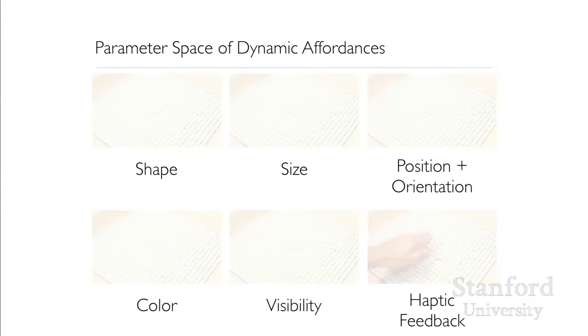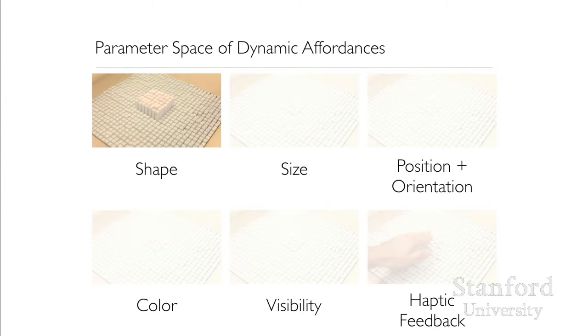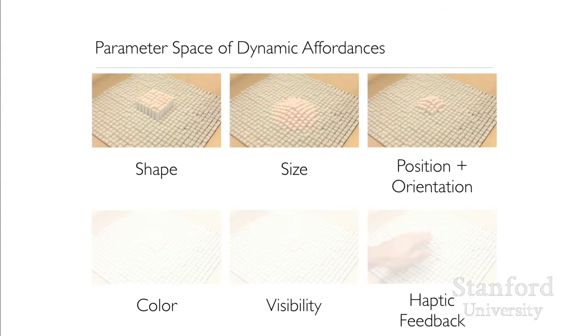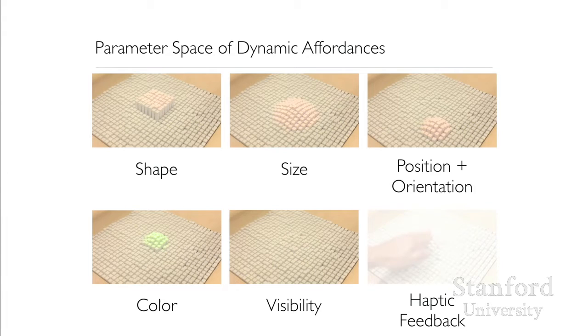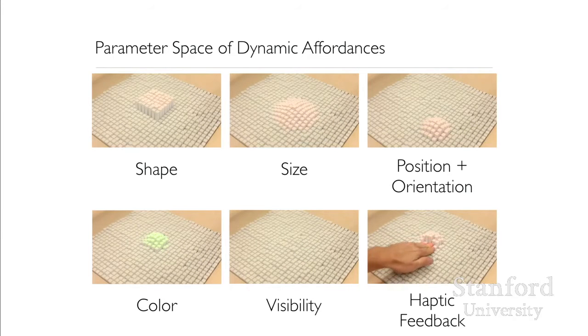And so with these parameters of dynamic affordances, we can really manipulate a number of different things. We can change their shape, their size, their position and orientation, their color, their visibility, as well as the way that they feel, so their haptic feedback. We can change the stiffness as you're touching it.